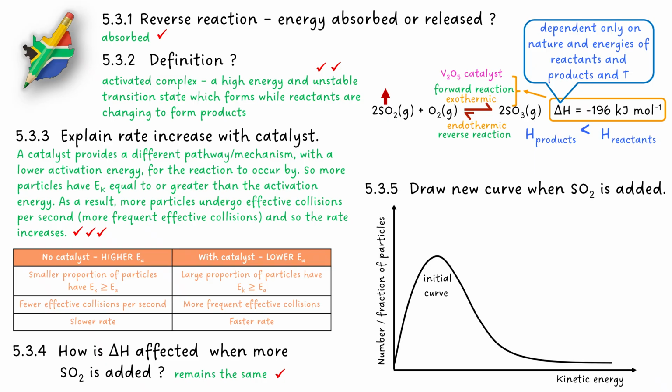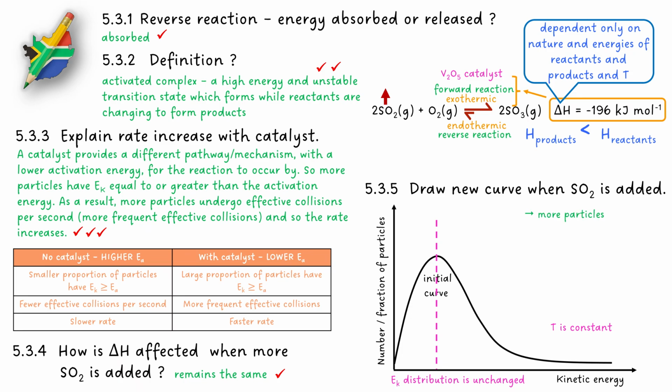Finally, we need to redraw the given Maxwell Boltzmann curve, and we must draw a new one showing how it changes when SO2 is added. We need to know that because the temperature remains constant, the shape of the curve does not change. In other words, the peak does not shift to the right or the left. The peak stays at the same kinetic energy value, and the kinetic energy distribution is unchanged.